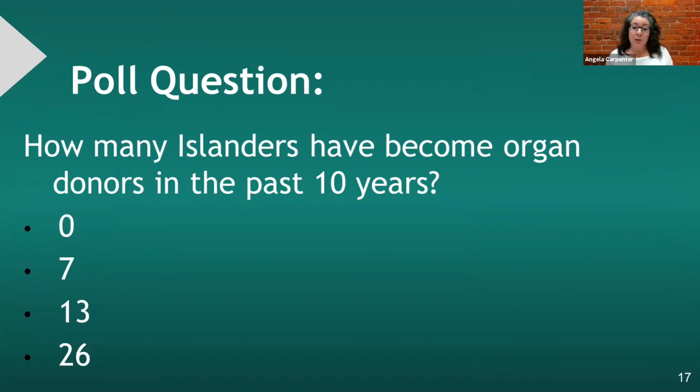So, how many donors do you think have come from PEI in the last 10 years? 0, 7, 13, or 26? Oh, nobody guessed it. It's actually 13. We've had 13 organ donors in the 10-year period, which would be 2010 to 2019.